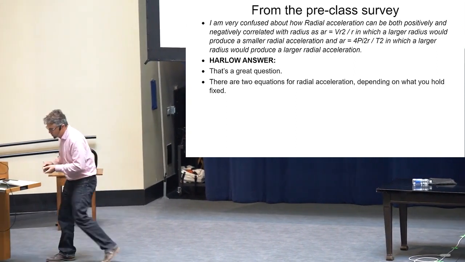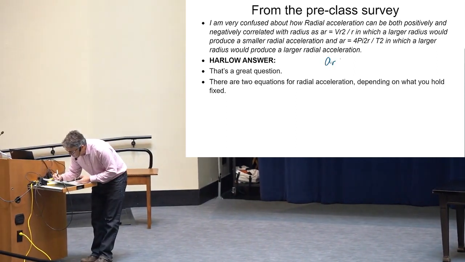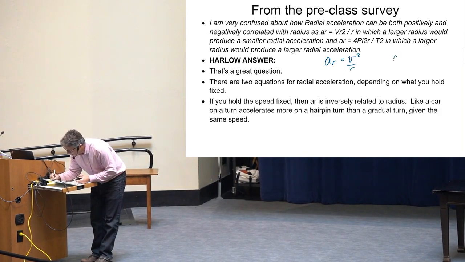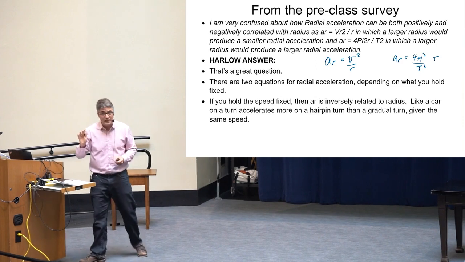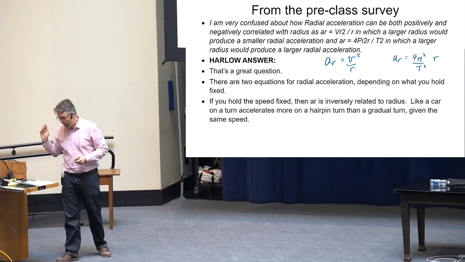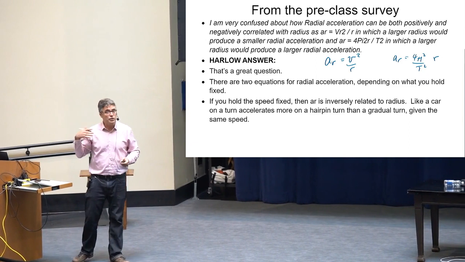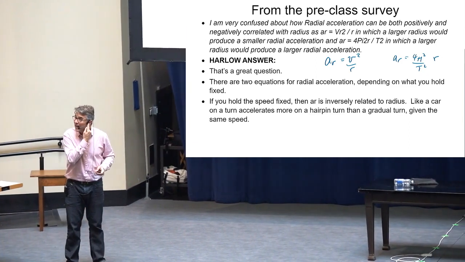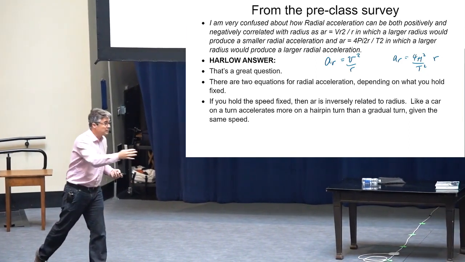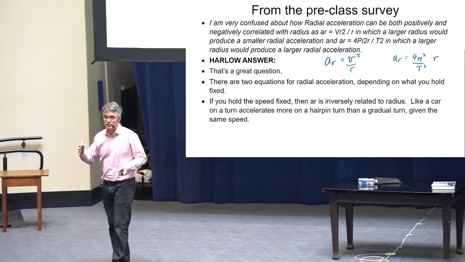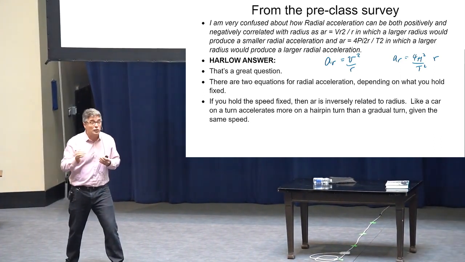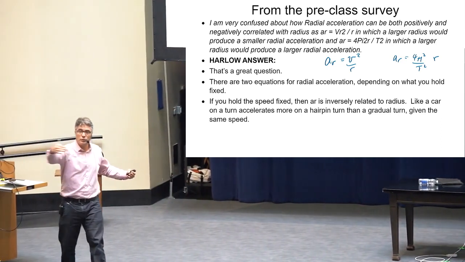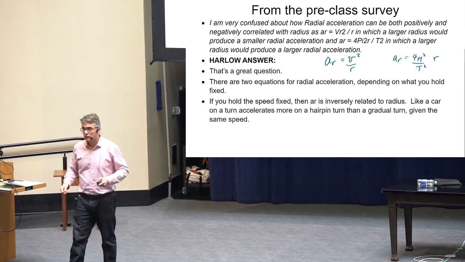So there's two equations for acceleration. I think it looks like this: a sub r equals v squared over r, or a sub r is equal to 4 pi squared over T squared times r. So if you hold the speed fixed, then radial acceleration goes down as r goes up. Like if you are in a car at some fixed speed, going 50 kilometers an hour or something like that, if you go around a hairpin turn, that takes a lot of acceleration as opposed to going around a gradual turn.